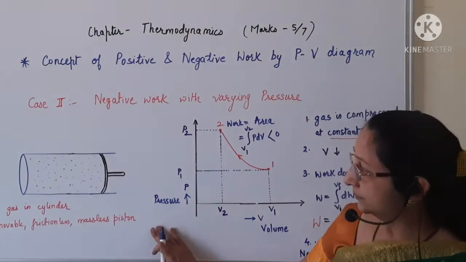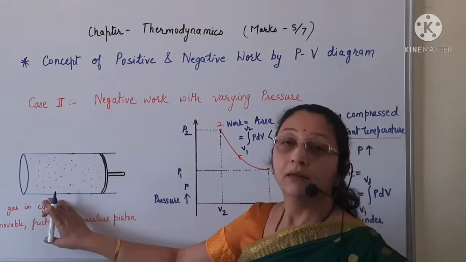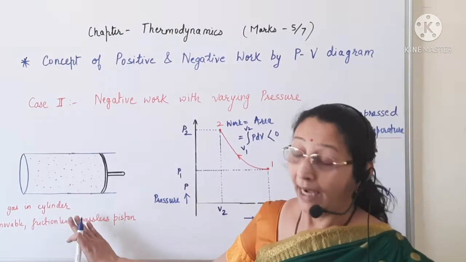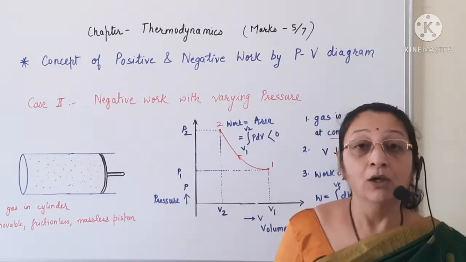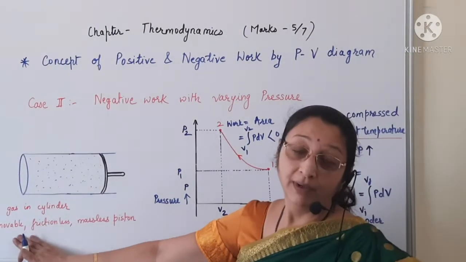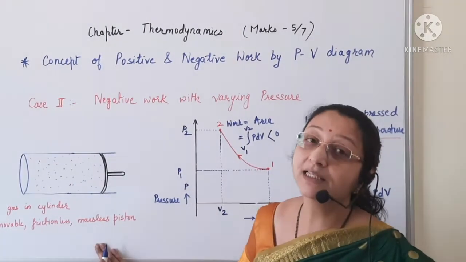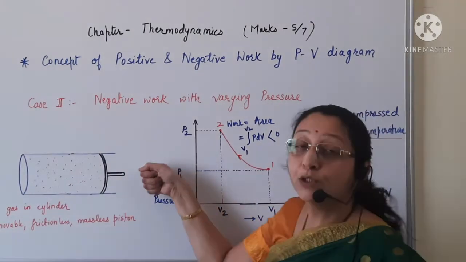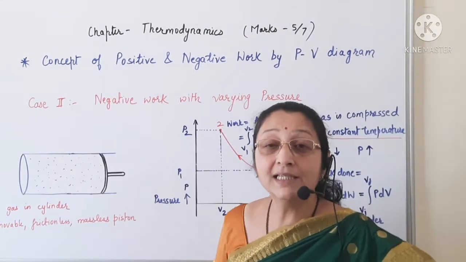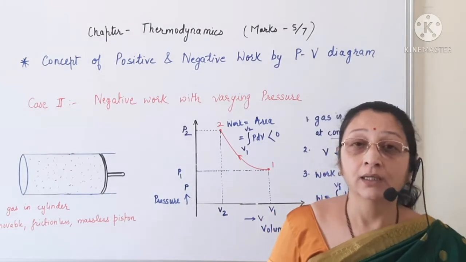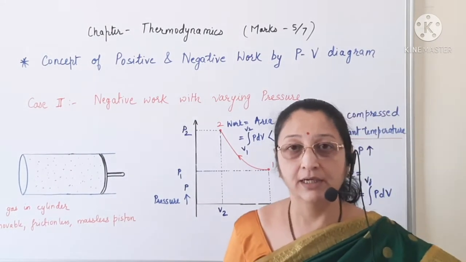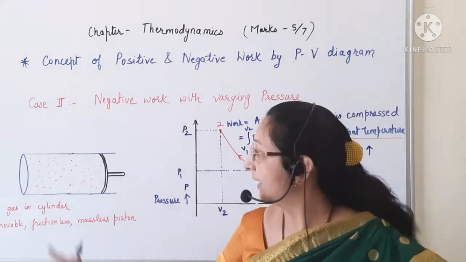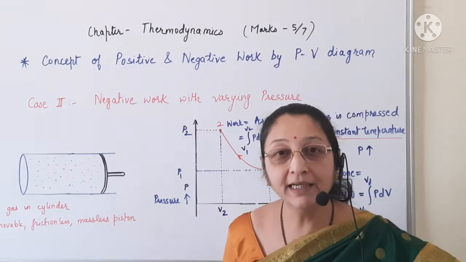Now, there is a cylinder, a gas is enclosed inside the cylinder, and the cylinder is fitted with a piston which is movable, frictionless and massless. Now, in the second case, this piston is pushed inwards. Since the piston is pushed inwards, the gas is compressed. Its volume now decreases, and hence the pressure inside the cylinder increases.